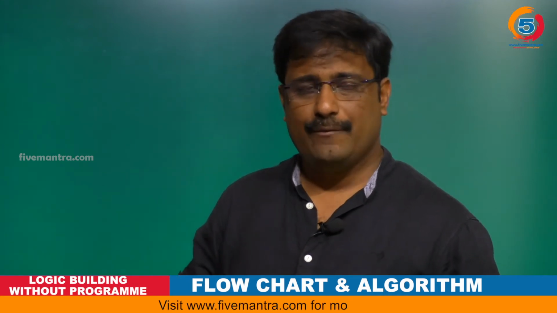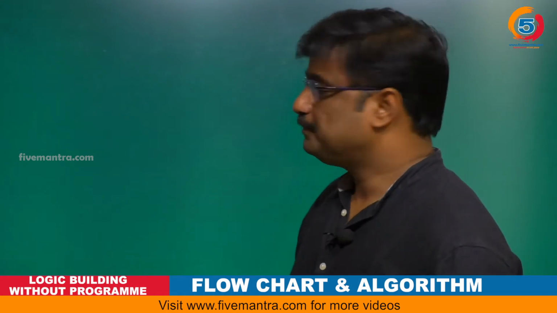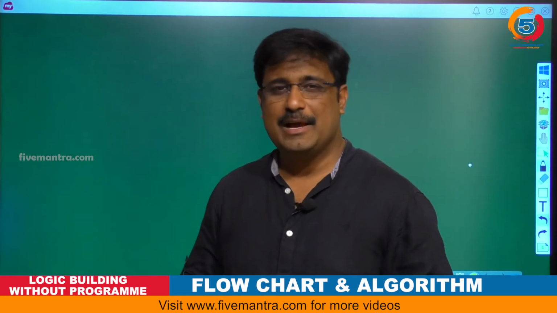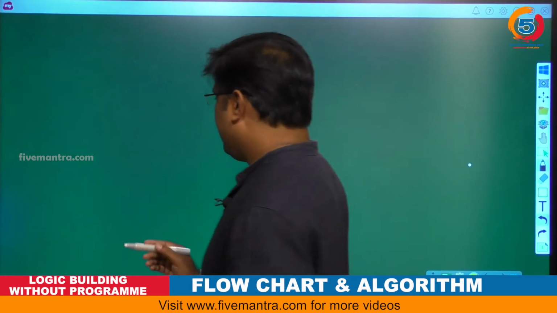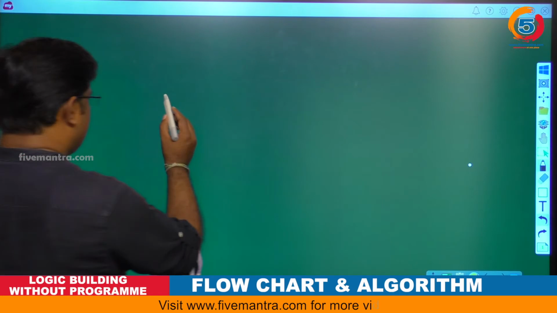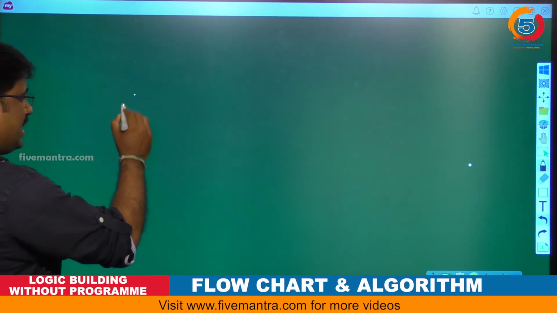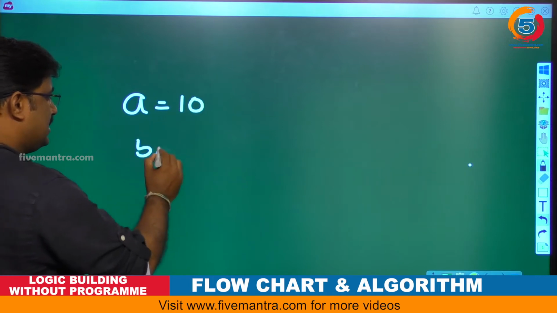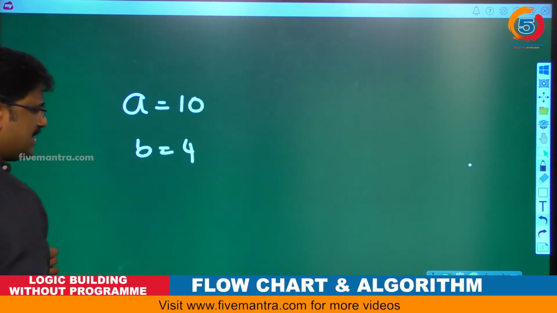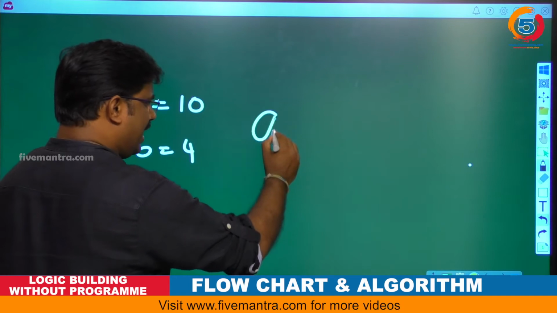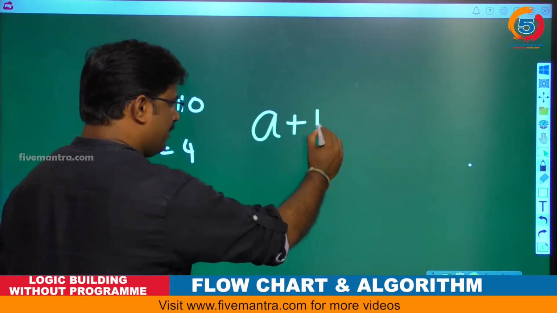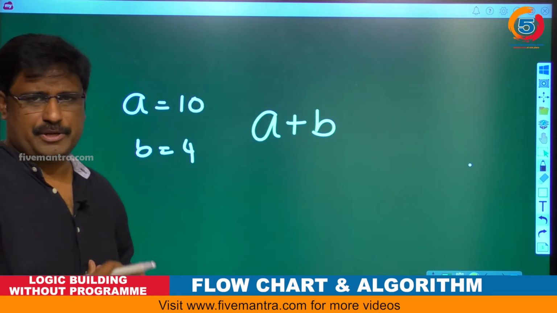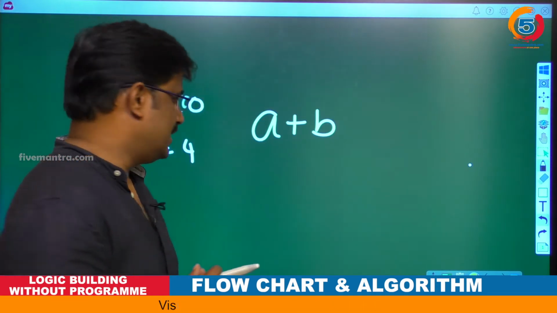Now my question is, adding two numbers. Let's see how to add two numbers. I have two numbers: A is 10 and B is 4. Basically I want to do A plus B. This is the operation I want to do, plus operation only. How to do the addition of these?